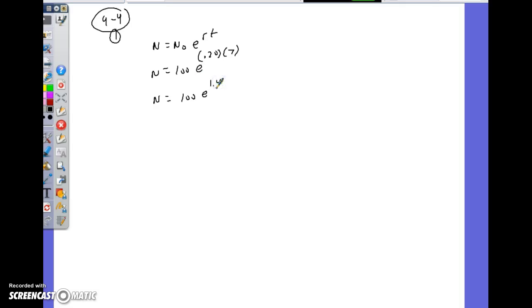Again, calculator, do e to the first, second function log natural. 1.4, remember calculator already takes it to the power, times 100. And I get 400. In this case, we'll round up because we're not sure if the bacteria would want to be there than not. Fair enough?